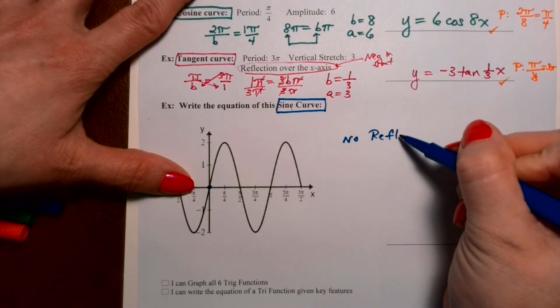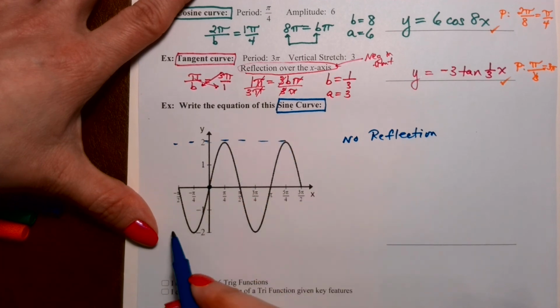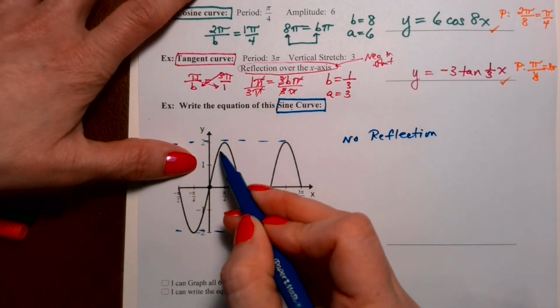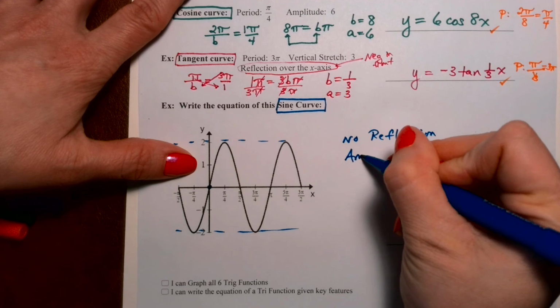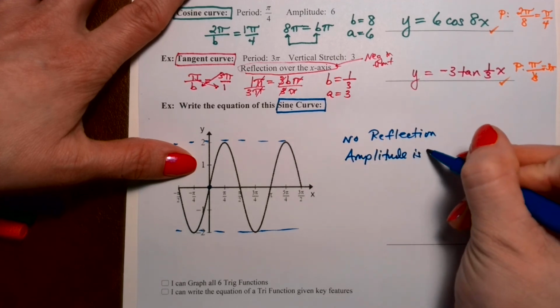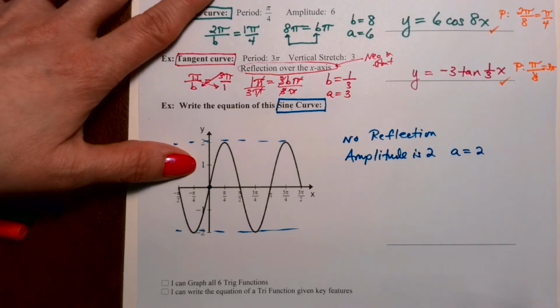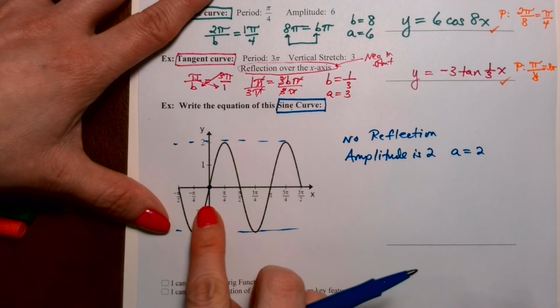The next thing I'm going to take notice of is the amplitude. How high, how low? This amplitude here seems to be 2. The amplitude is 2, and that would be the a value. A is 2. The next thing I'm going to do is look at the period.